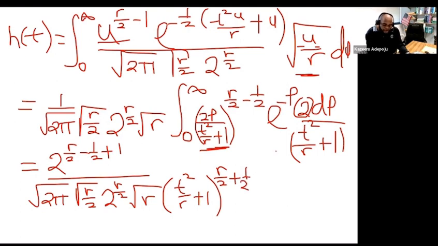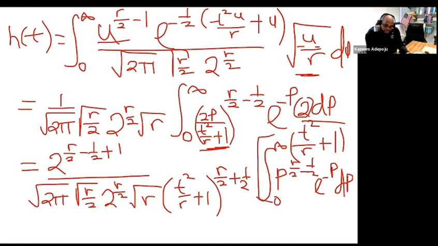So I'm now going to have the integral. What am I going to be left with inside here? It's going to be p to the power r over 2 minus half, then exponential raised to power minus p, dp, and don't forget 0 goes to infinity. So I want to use a gamma function here. The range of v is still going to be 0 to infinity. If you look at what we've done in class, you're going to add 1 to the power of p, which is going to be gamma of r over 2 minus half plus 1, which is gamma of r over 2 plus 1 over 2.